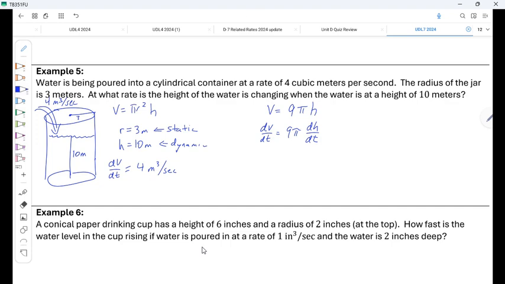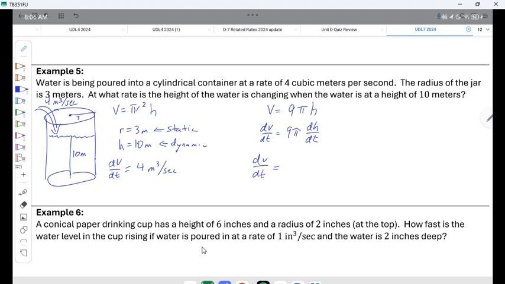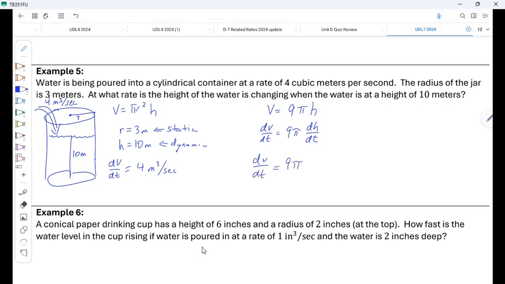So to answer our question, dV dt equals 9 pi dH dt. We know dV dt, so I'll put a 4 in there, and we want to find dH dt. So dH dt is 4 over 9 pi. Because that cylinder looks the same the whole way up and down, and because the math tells us so, regardless of what the water height is, if dV dt is 4, then dH dt has got to be 4 over 9 pi.